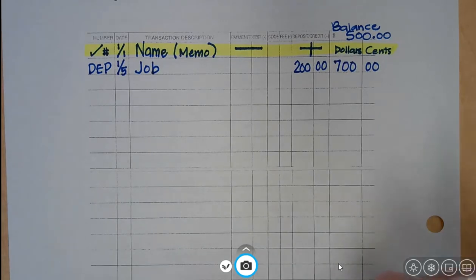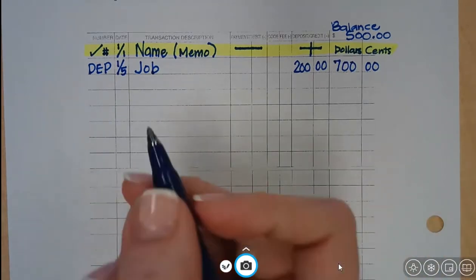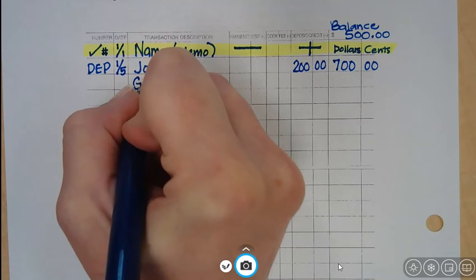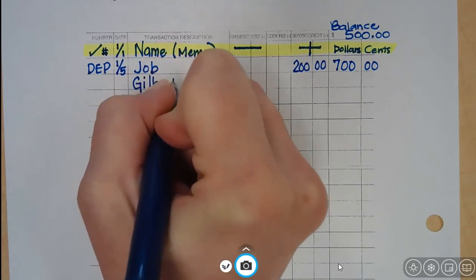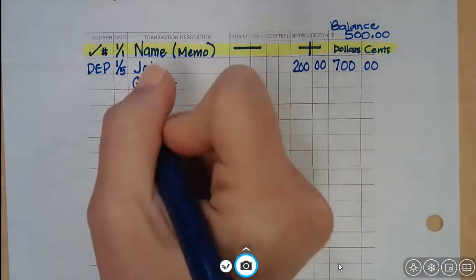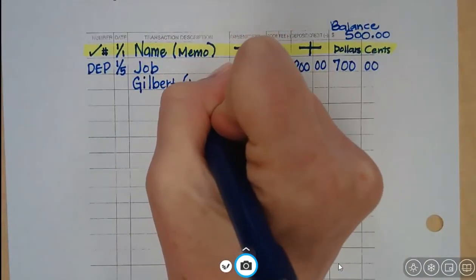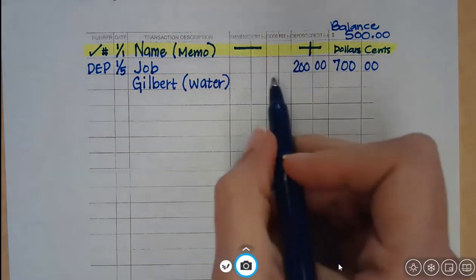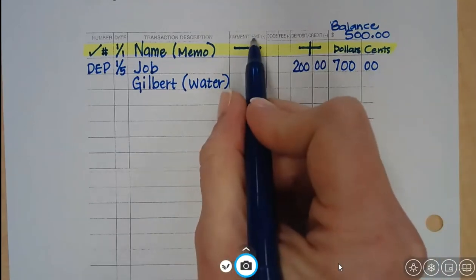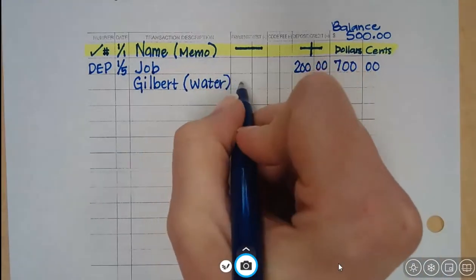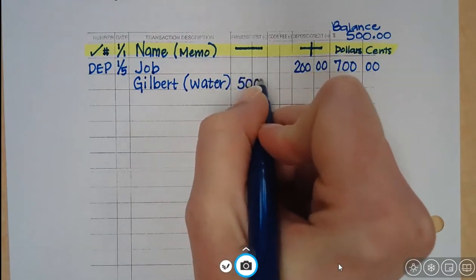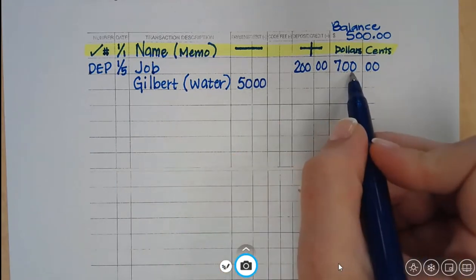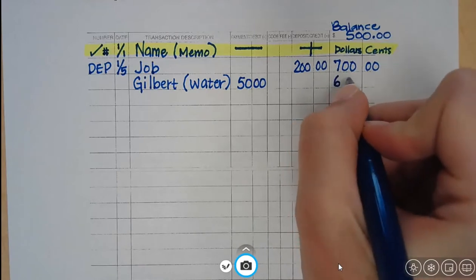Since I just got paid, I'm going to sit down and pay some bills. My first bill that I need to pay is my water bill. I live in the town of Gilbert, so I'm going to pay that to the town of Gilbert. I would write down Gilbert, or you could write town of Gilbert, and this is for my water bill. And remember, it's not money I'm getting, it's money I have to pay out. So that would be a payment or a debit, as we know it. And that is a $50 bill. The dollars would go here and the cents would go here. So I subtract 50 from 700. That would be $650.